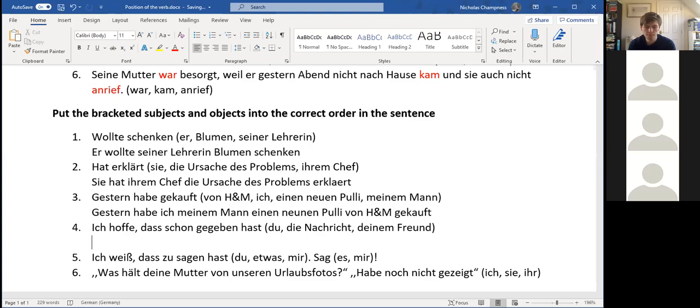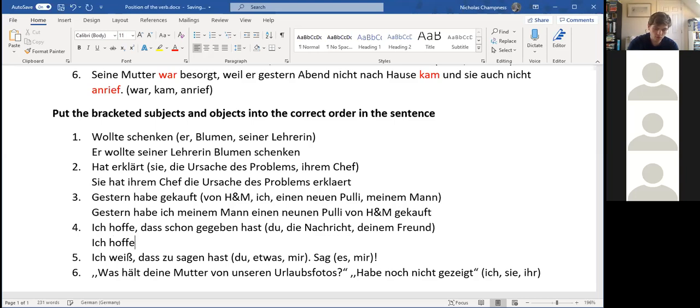Number 4. So think about what's going on in the clauses. We know that a clause has to have a verb. And we know that the Ich hoffe functions as a clause on its own, because you've then got the comma das. So we don't need another verb in the Ich hoffe.